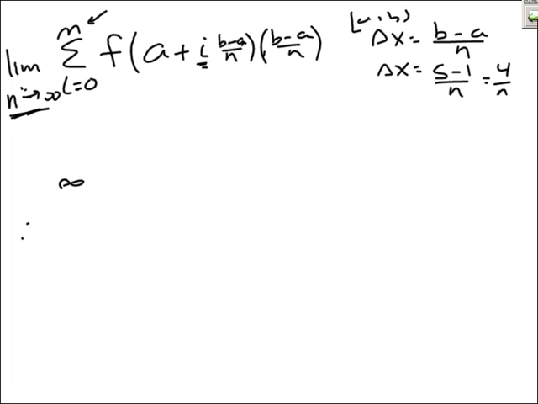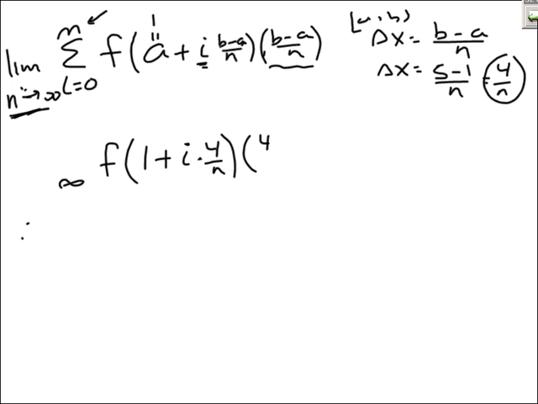Because the limit as n goes to infinity of f of a, which is 1, plus i times b minus a over n, which is 4 over n, times delta x, 4 over n. That's the formula that we're using. Now remember, f of x is x squared, so whatever I'm taking f of, it gets squared.